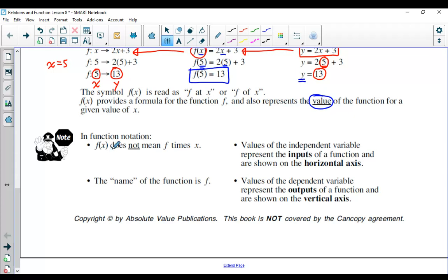So just a couple of notes here. It says f of x does not mean f times x. I know sometimes when we substitute numbers in brackets, it means you're multiplying the two together. No, this is just notation. It's telling you what this means. Again, this means the value of the function at a specific value of x. And the name of the function is just f. So we're just abbreviating a function with f.